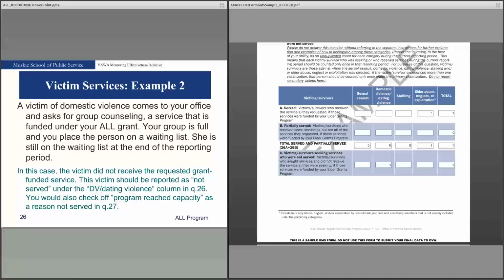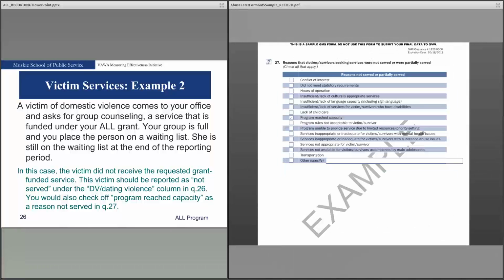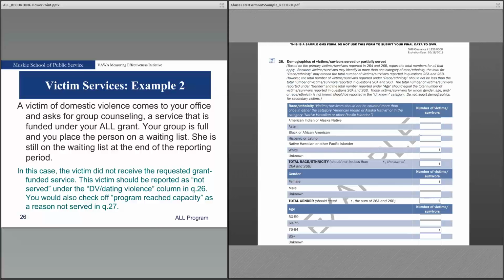Additionally, in our example, a victim of domestic violence comes to your office and asks for group counseling, a service that is funded under your ALL grant. Your group is full and you place the person on a waiting list. She is still on the waiting list at the end of the reporting period. In this case, the victim did not receive the requested grant-funded service. That's why this victim is reported as not served under the DV/dating violence column in question 26. Then, in question 27, you would check off program reached capacity as the reason this person was not served.